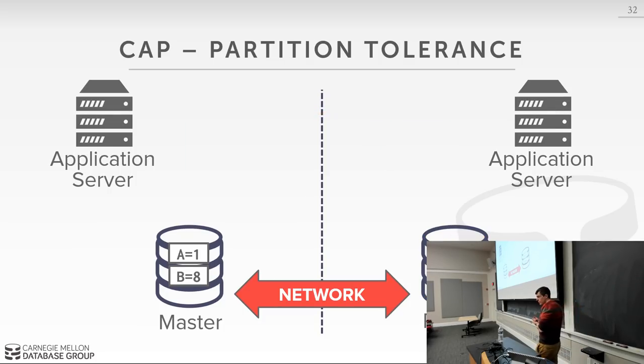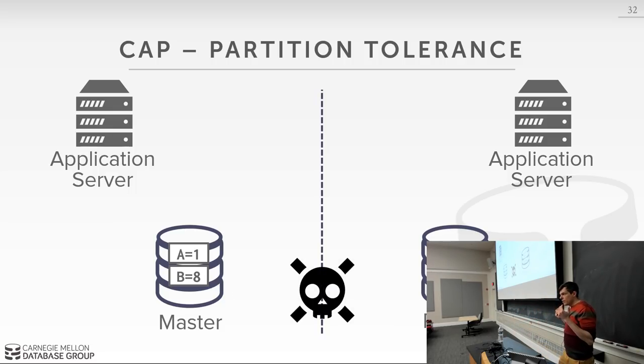The last property is partition tolerance. The easiest way to think about this is that the network goes down, so that these two nodes cannot communicate with each other. It doesn't have to be the network going down. This can also occur if your system is written in Java or uses the JVM.